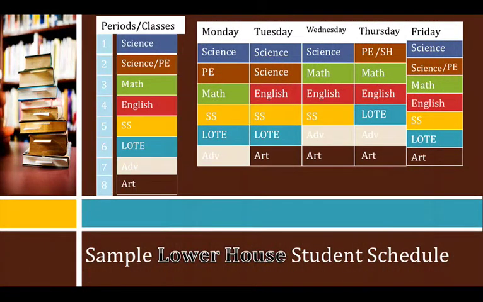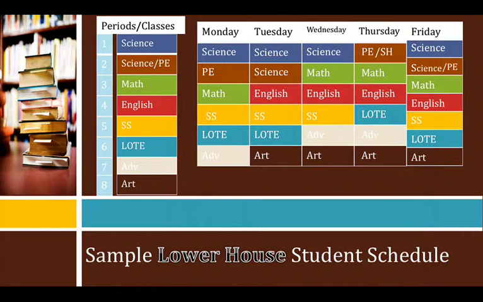Here we will look at a sample lower house student schedule. As you will notice, the classes have been replaced with core classes a typical lower house student would take. For example, science, PE, math, English, social studies, LOT, and art. Every lower house student will have advisement scheduled during period 7. So a typical student schedule will look like the one I have pictured here.